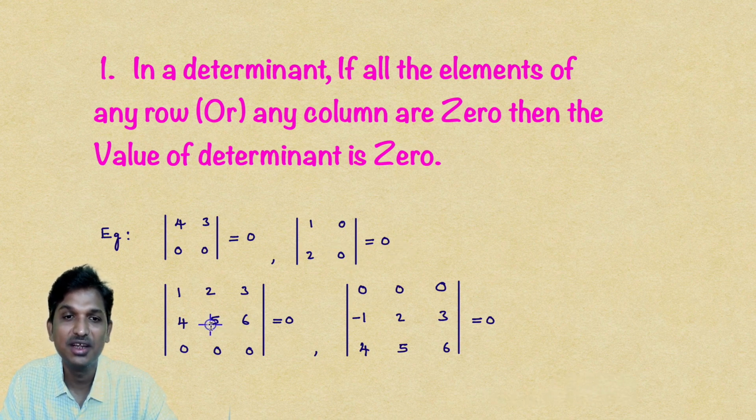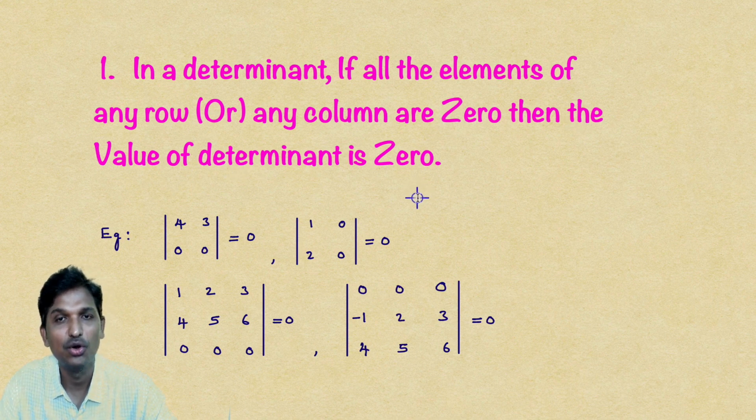You observe this determinant, this is a 3 by 3 determinant. You observe this third row, all the elements are 0 now, that's why the value of this determinant is 0. In this determinant, all the elements of first row are 0. Not only any row, any column. In a determinant, if all the elements of any row or any column are 0, then the value of determinant is 0. That is the first property. First property completed.